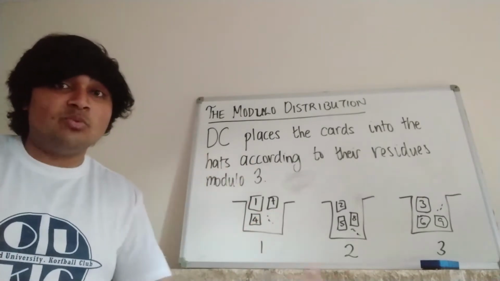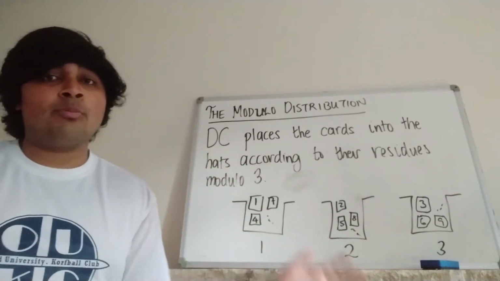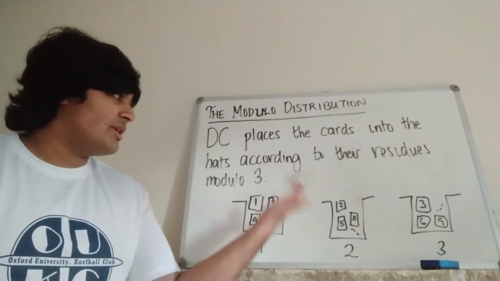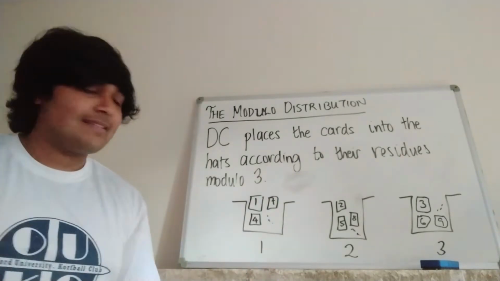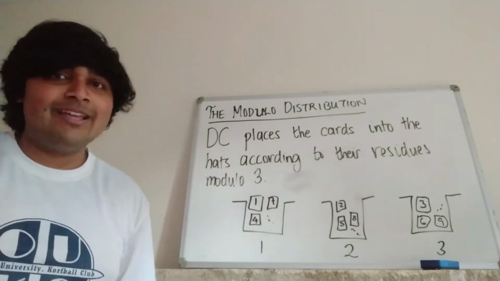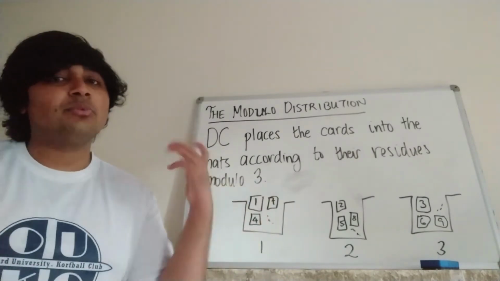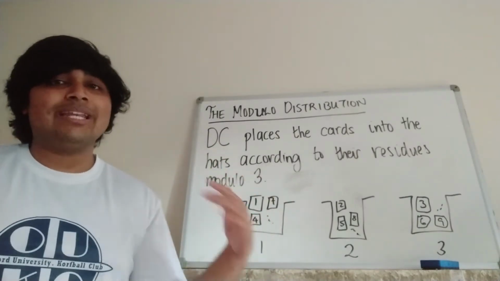And now, why does this work? How are we guaranteed that David Copperfield can perform the trick? Well, we can just look at it case by case. So if the spectator chooses one card from here and one card from here, we don't know what the cards are, but David Copperfield will look at the sum, and in particular will look at it mod 3.